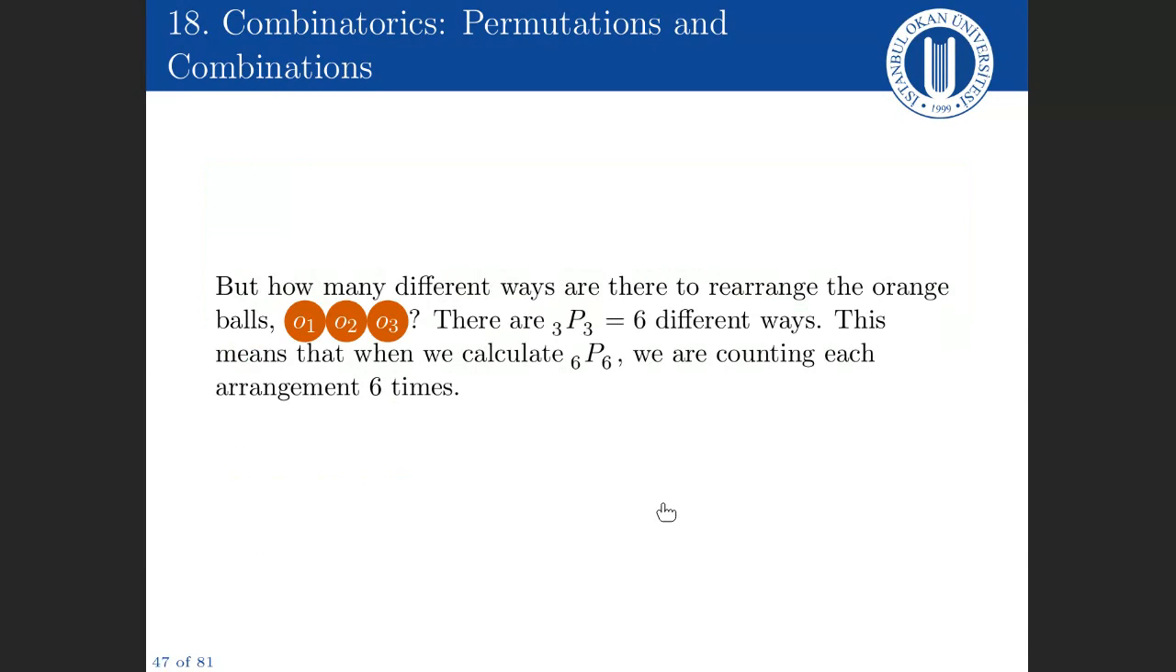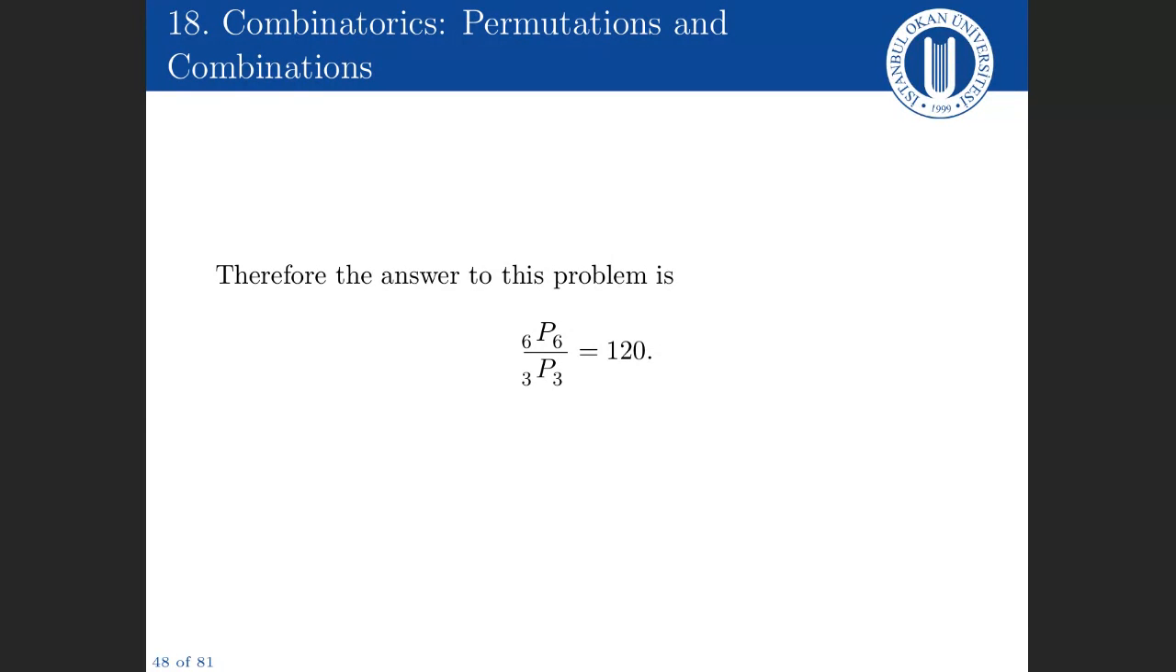So we need to ask, how many different ways are there to rearrange the orange balls? And this is straightforward. Of course, there are 3P3 different ways to arrange these 3 orange balls. That means that if we calculated 6P6, we would be counting 6 times too many times. So the answer to this problem is 6P6 divided by 3P3.